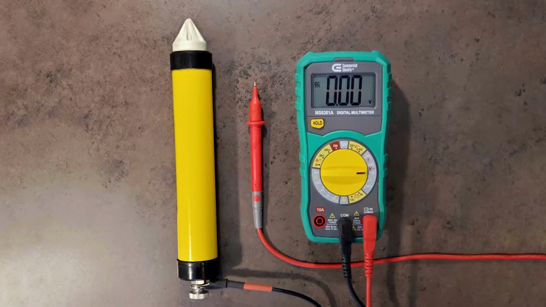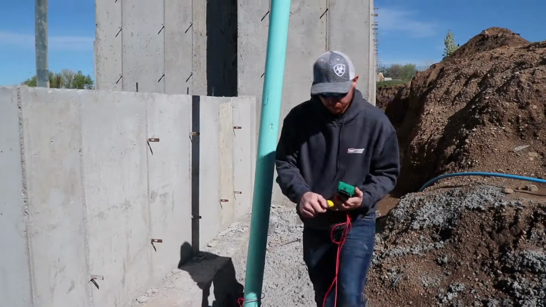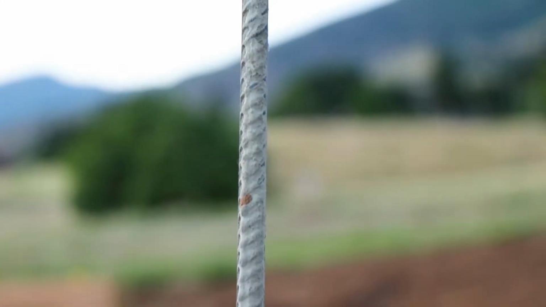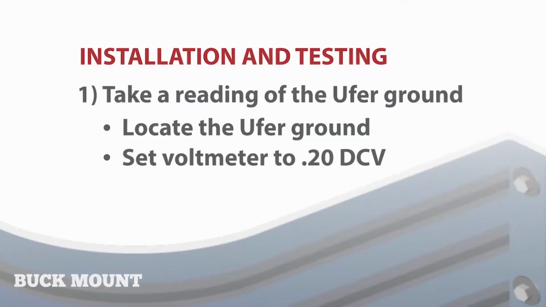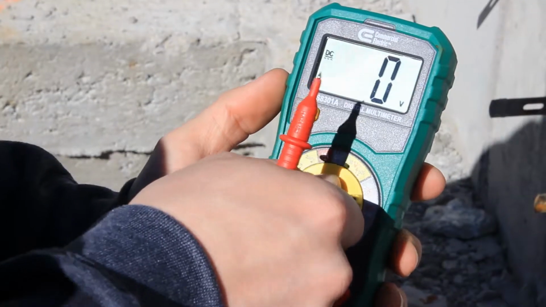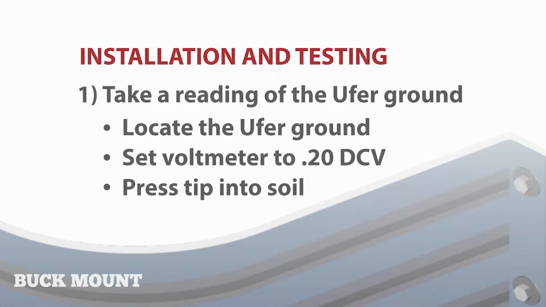Steps for buck mount installation. 1. Take your first reading from the UFR ground. Locate the UFR ground. The UFR ground is typically 18 to 24 inches long and usually located around the garage. Set the voltmeter to 0.20 DC volts. Remove the electrode protective cap and press the pointed tip into the soil.